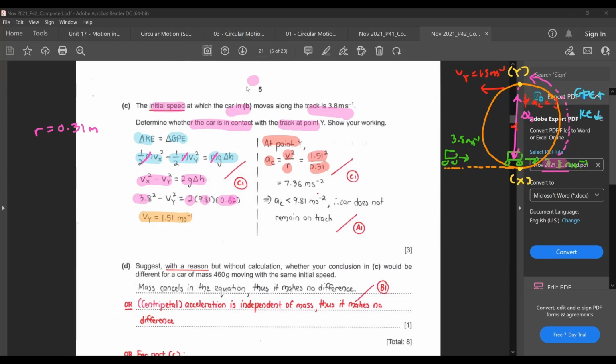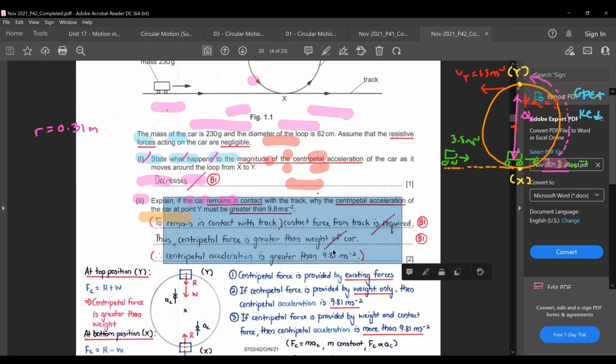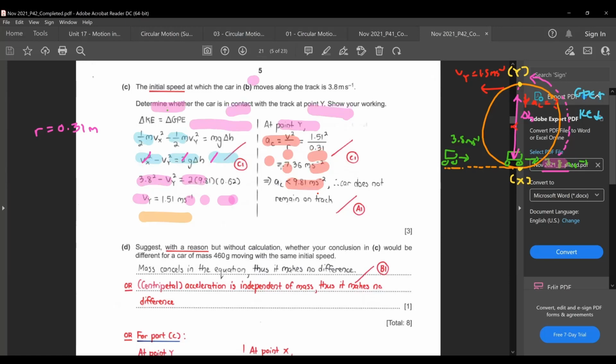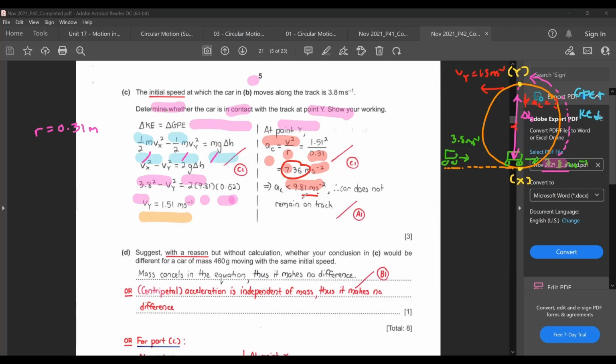So your centripetal acceleration at the top is actually 7.36 meters per second squared. Now, we already established that in order for your car to complete the circle and remain in contact with the track, your acceleration must be more than 9.8 meters per second squared. But the actual one, with the actual speed right now, is 7.36. It's actually less than the 9.81 value.